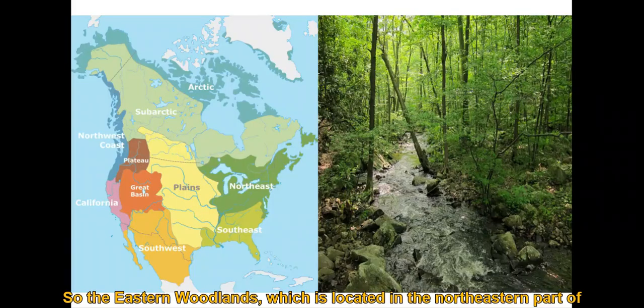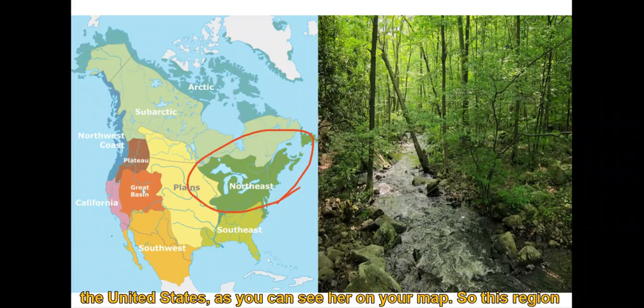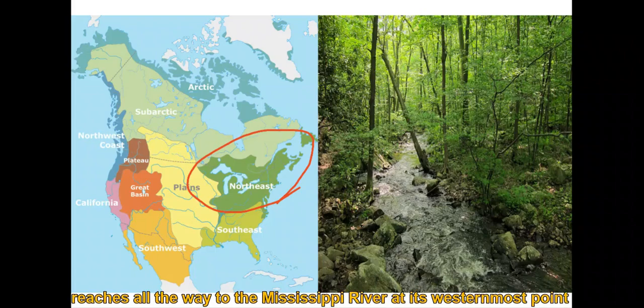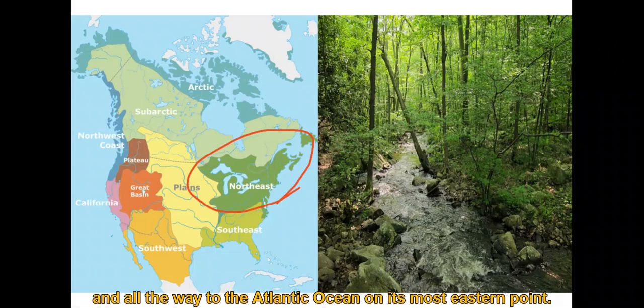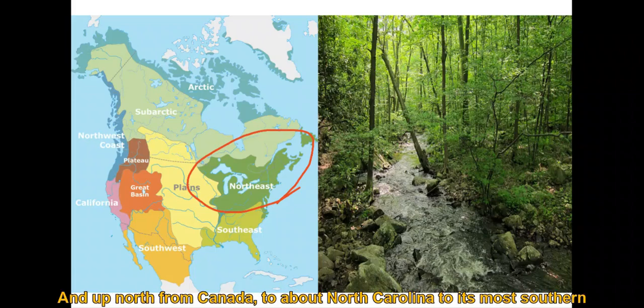Okay, so the Eastern Woodlands, which is located in the northeastern part of the United States, as you can see here on your map. So this region reaches all the way to the Mississippi River at its westernmost point and all the way to the Atlantic Ocean on its most eastern point. And up north from Canada to about North Carolina to its most southern point.